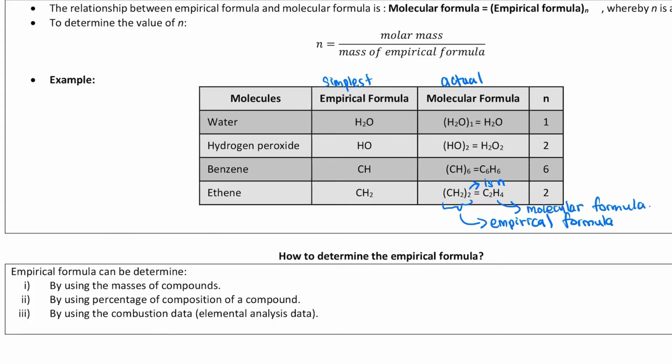Right, so next, let us move to benzene. For benzene, the empirical formula is CH, tapi dia punya molecular formula adalah C6H6. There are 6 carbon and 6 hydrogen actually in benzene. Hydrogen peroxide, empirical formula HO, but actually the molecular formula is H2O2. There are 2 hydrogen and 2 oxygen. Alright, and then for water, the empirical formula is the same as the molecular formula, still H2O. So the value of n is equal to 1.